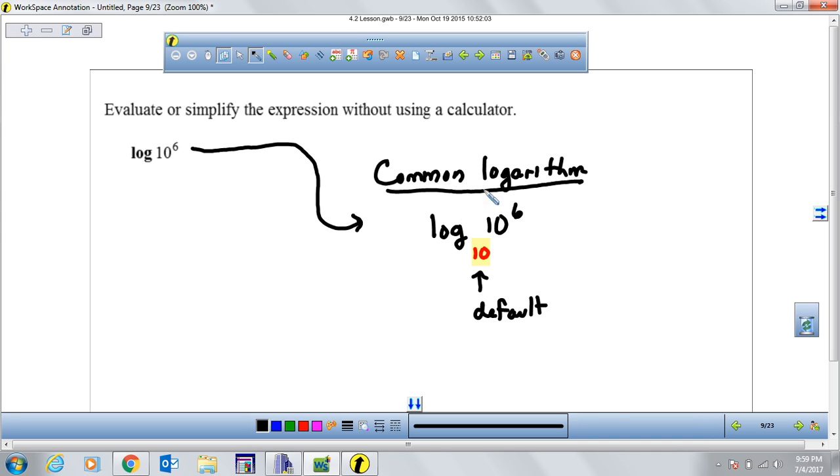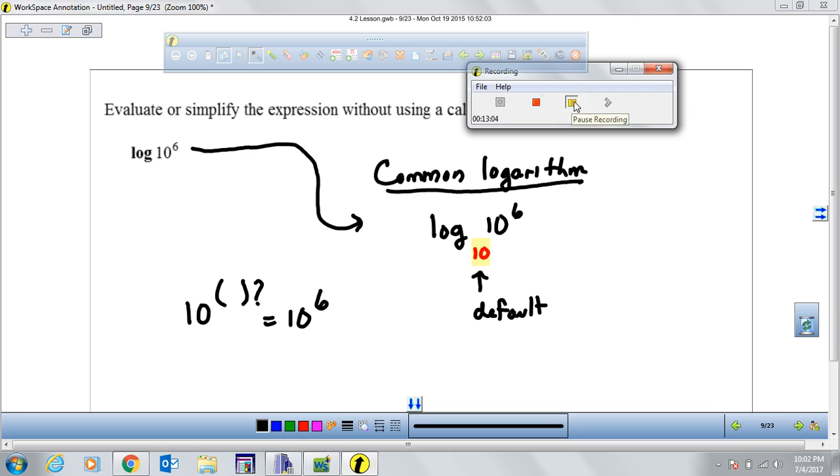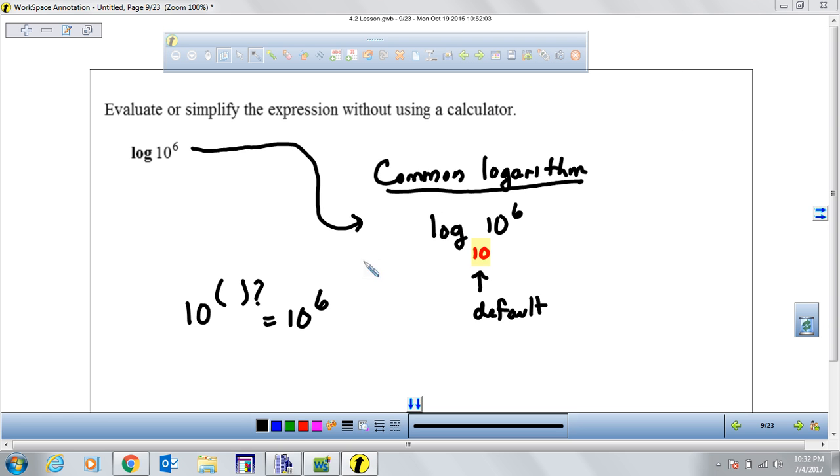Okay. So on this one, it is another special property, because if you think about it, what does this one mean? That we're looking for a power of 10, that when I raise the 10 to that power, it equals 10 to the 6th power. And that power is going to be, of course, a 6. Because 10 to the 6th power is going to equal 10 to the 6th power. Right? So what does this tell us? This is also a special property.